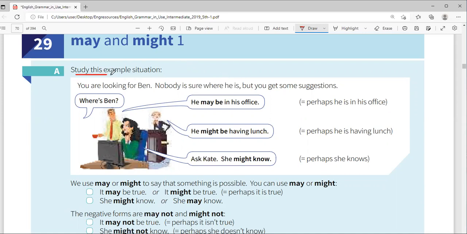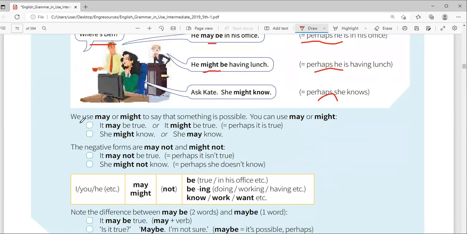So study this example situation. You are looking for Ben. Nobody is sure where he is, but you get some suggestions. Look, where is Ben? He may be in his office. Another person says he might be having lunch. Another one says, I asked Kate, she might know. So all this means perhaps, maybe, no one knows exactly. So we use may or might to say that something is possible.